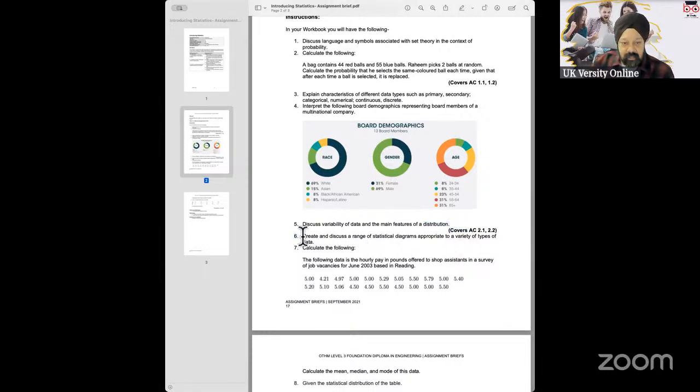Now, the next one talks about a range of statistical diagrams used for a variety of reasons when you have to collect data. Essentially, what you need to do is talk about the various statistical tools which are available, which allow you to depict mathematical data in diagrams used in statistics. When you use an Excel spreadsheet, we use bar charts, pie charts, stacked bar charts, and those are bits that you have to explain theoretically.